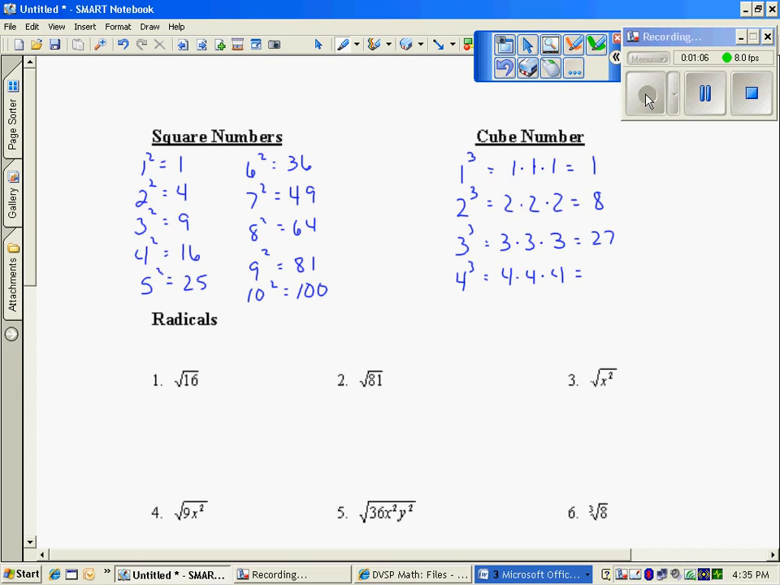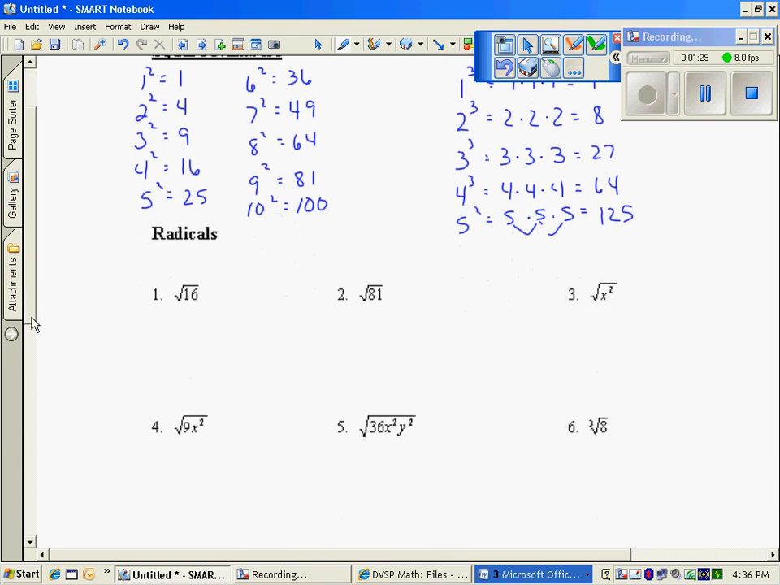4 times 4 is 16. 16 times 4 is 64. And we'll take one more. 5 cubed is 5 times 5 times 5. Well, 5 times 5 is 25. 25 times 5. If I have 5 25s or 5 quarters, I have 125. So you have to keep aware of those numbers.